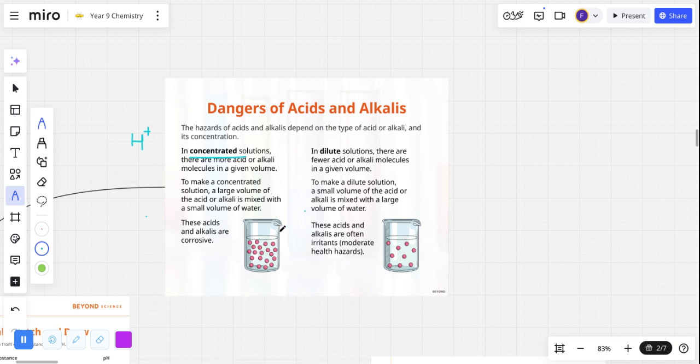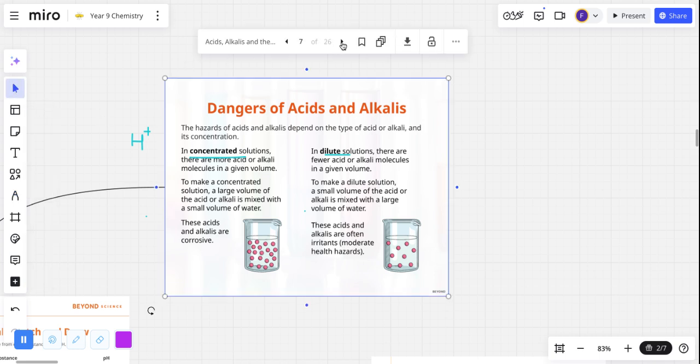If you take these and actually drop it in water, it's an exothermic reaction. It can get very hot. Now, dilute solutions are fine. You find acids and alkalis in dilute concentration. For example, vinegar. That's a very weak acid and it's dilute. All right, so next bit.